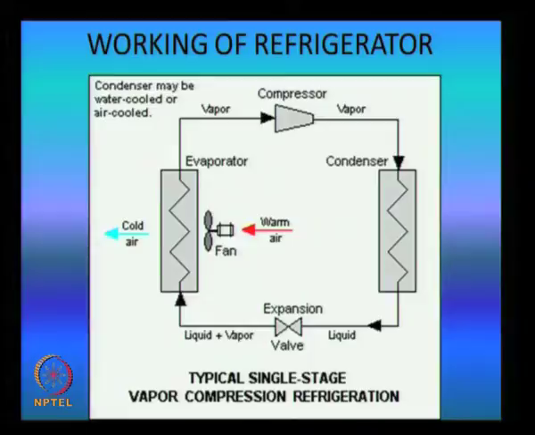In the working of a refrigerator, in the compressor the temperature and pressure increase, and the fluid goes to the condenser, which decreases the temperature and keeps the pressure constant, and then it goes to the expansion valve. Finally the fluid goes to the evaporator, and the warm air goes to the evaporator and turns the fluid into cold air.